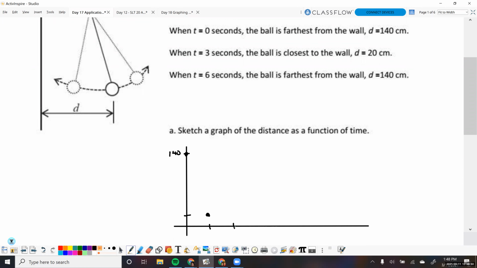And then at 6 seconds, I could have spaced those out a little bit. That was not much bigger. 20, 140. And then after 6 seconds, we are back at 140. So here is our function. Go ahead and write the equation.